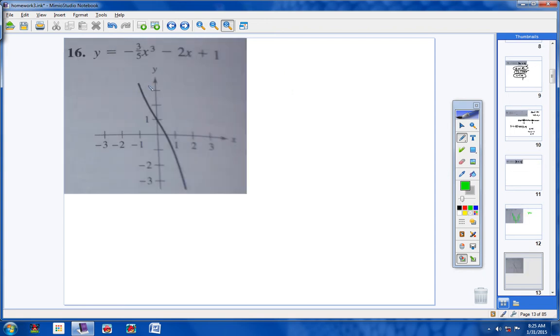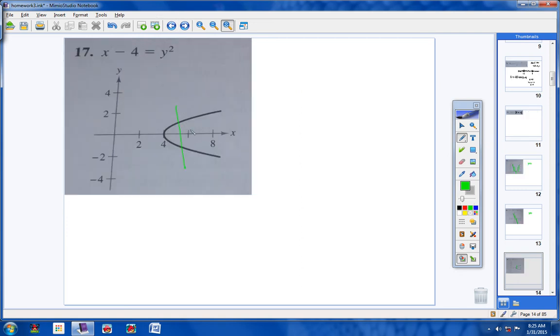Number 16, same thing, guys. I know it does a low curve thing here, but it doesn't matter. Any vertical line that you draw is going to intersect the graph in one place. So the answer is yes. It is y is a function of x. Number 17, obviously no. There's many vertical lines you could draw that would intersect the graph in more than one place. So no, number 17 is not a function.